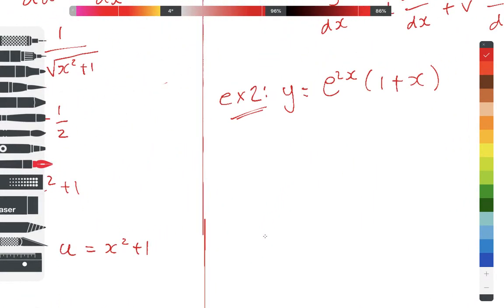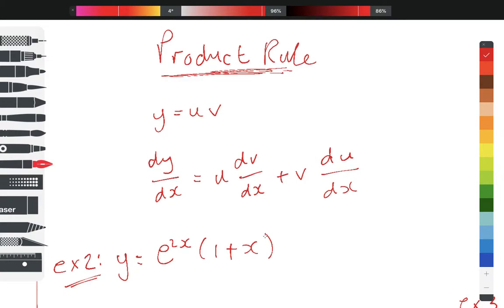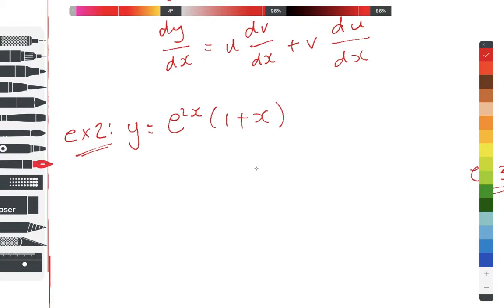I'm now going to move on to the next one, which is the product rule. So you use the product rule if you have two things multiplied together, and the product rule is dy by dx is equal to u multiplied by the derivative of v with respect to x plus v multiplied by du by dx, okay? Again, I'm going to do an example and use this rule, and hopefully you'll be able to see. So here we go.